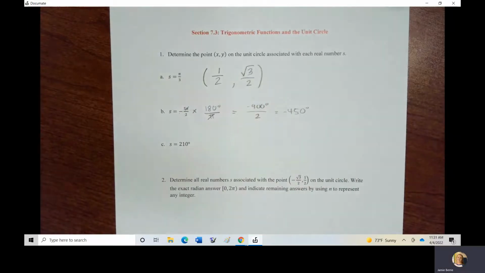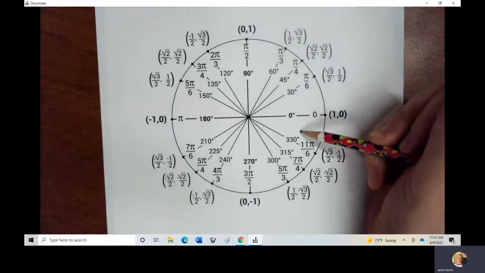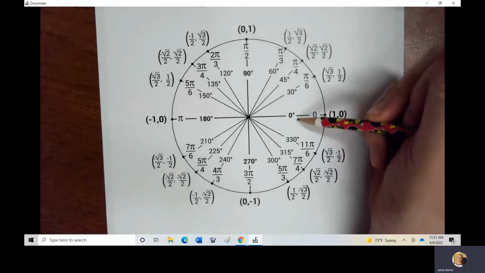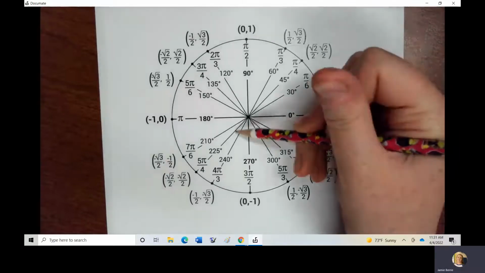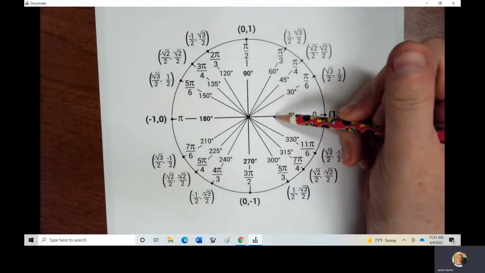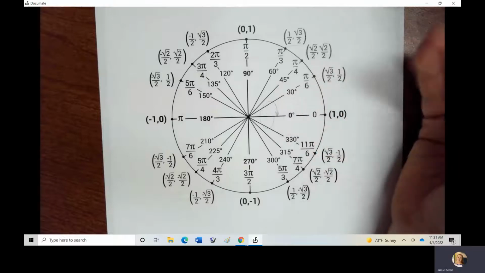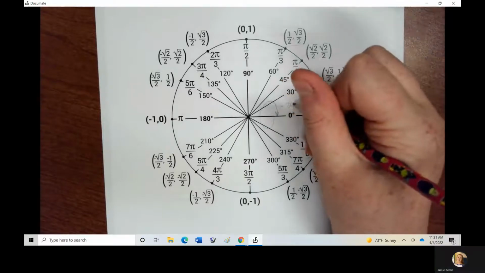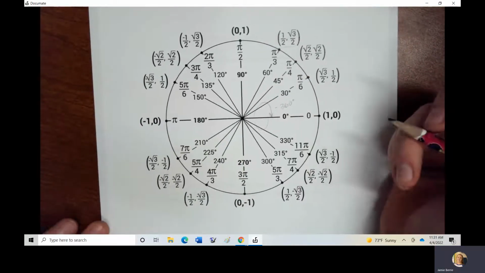All right, so let's take a look at our unit circle. We're going in the negative direction, so we're going to start here and go clockwise. If we went all the way around the unit circle, starting here, how far would that be? That would be negative 360 degrees. Let's see how much we would have left over.